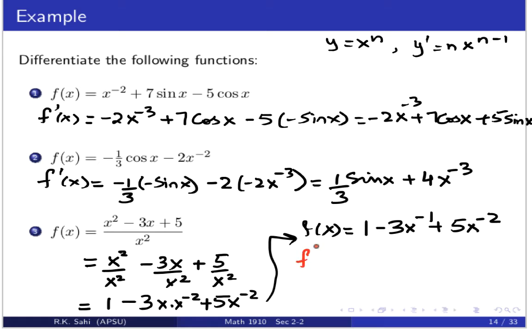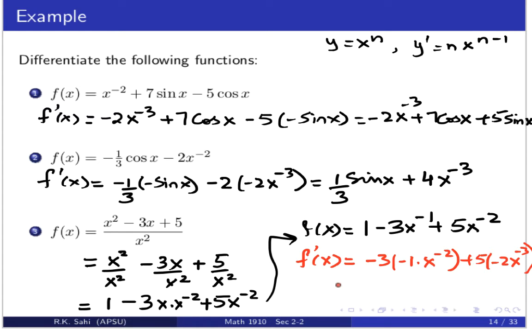So what is the f prime of x? Differential of 1, it's a constant, is 0. So you don't have to write anything. Negative 3. Differential of x inverse is going to be what? Minus 1 times x to the power minus 1 minus 1, that's minus 2. Plus 5 times differential of x to the power minus 2 is what? Minus 2 x to the power minus 2 minus 1, minus 3.